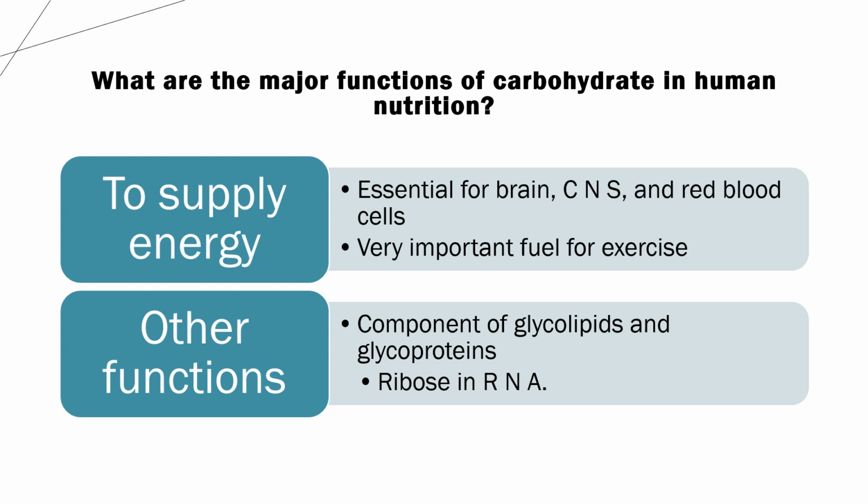Carbohydrates are a component of glycolipids and glycoproteins. Carbohydrates combine with lipids to form glycolipids, which are essential for cell membrane stability and cell recognition processes. Ribose in RNA is a 5-carbon sugar, and it's a crucial component of RNA, or ribonucleic acid. RNA is involved in protein synthesis and various other biological roles as well.